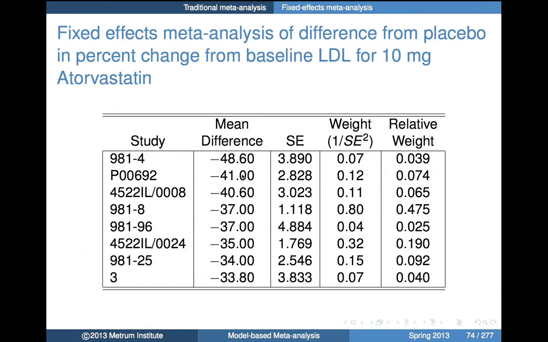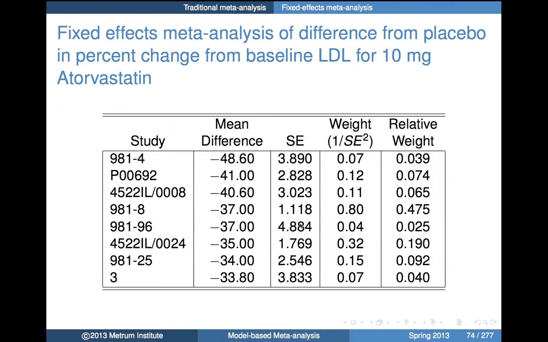We can see in the 8 trials, the mean differences range from a difference of 48.6% to 33.8%. And some studies have very small standard errors. So this 981-8 study has a standard error of 1.1, as compared to other studies, the 981-96 study, for example, has a standard error of 4.88, so about fourfold higher.